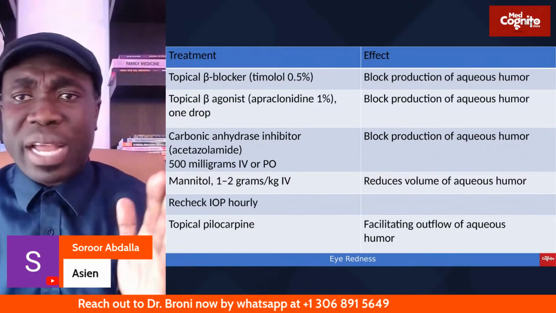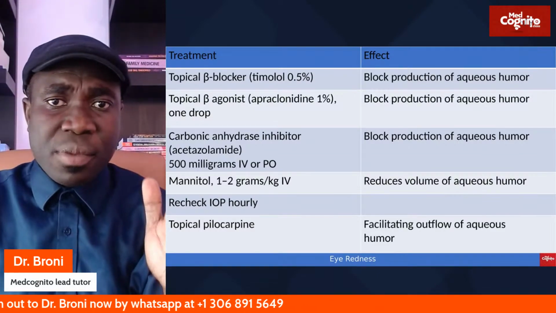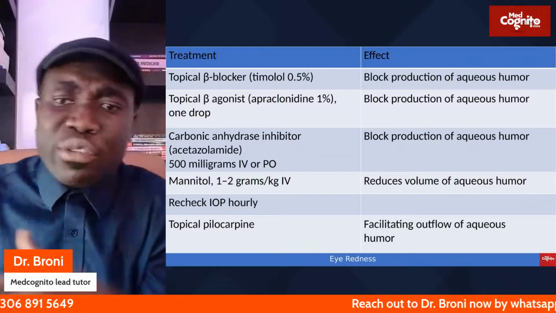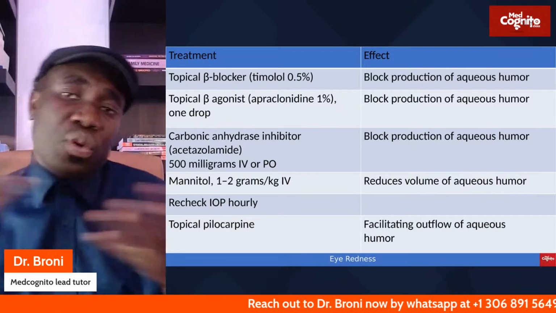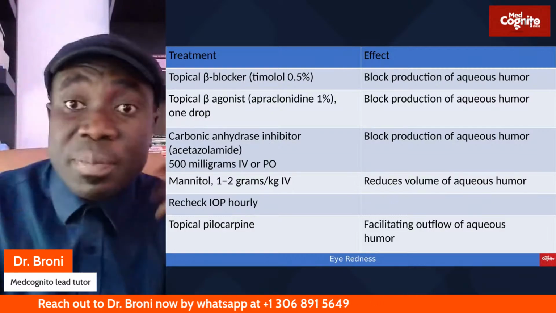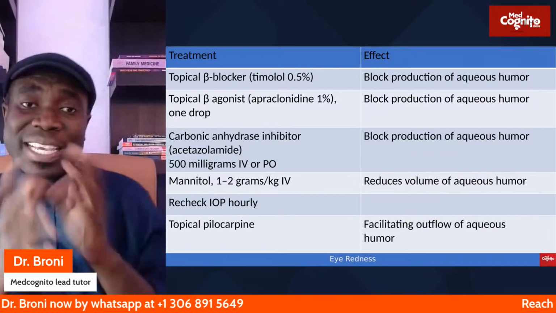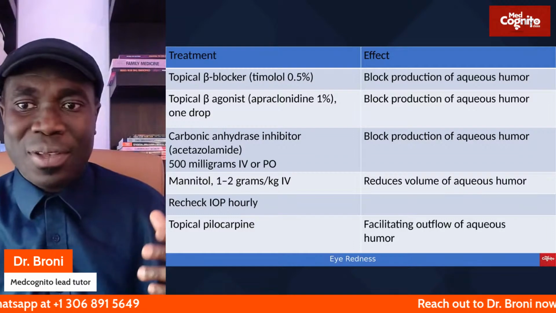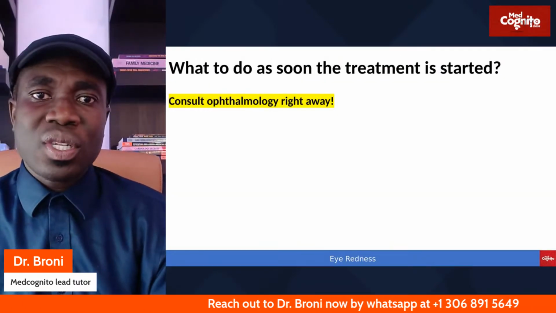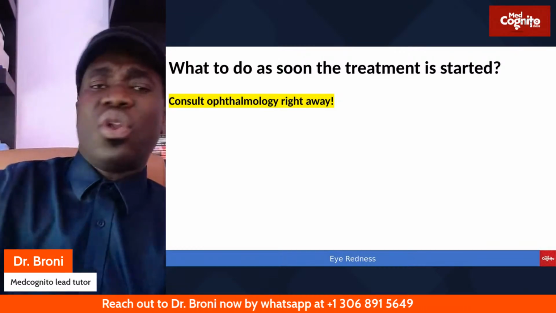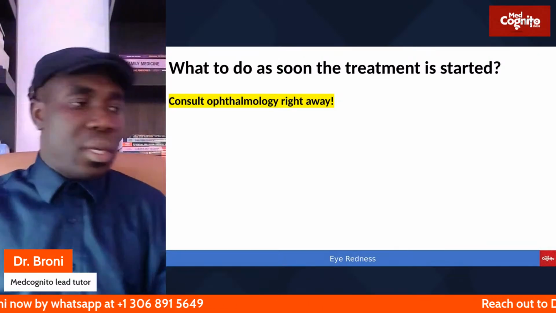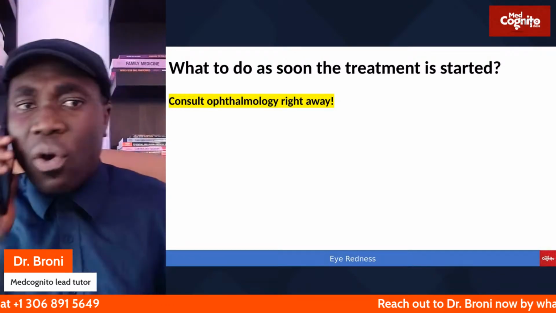We're going to block the production of aqueous humor, reduce the volume, and also facilitate the outflow of aqueous humor. So, in your board exam, you should be able to tell, if you are given a group of medications, which medication am I going to give and which am I not going to give. As soon as you start giving your timolol and all those things, what is your next best step? Pick your phone and call an ophthalmologist.